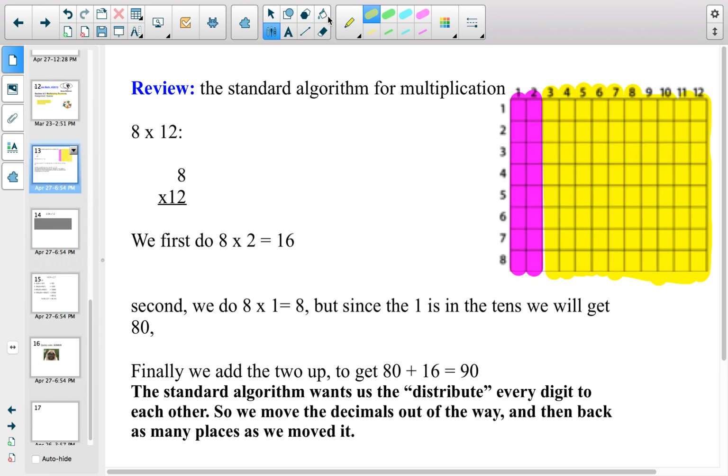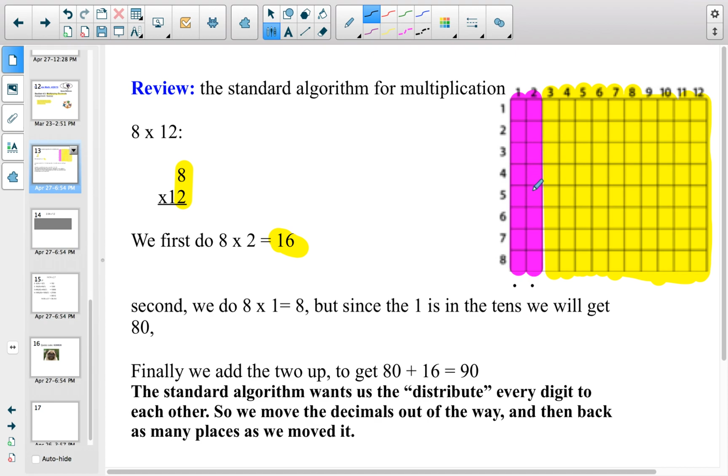So we're just going to review the standard algorithm for multiplication. Let's say we have 8 times 12. You don't know what 8 times 12 is off the top of your head, so you break it down: we do 8 times 2, which gives you 16. Right here I have 8 times 2, and we see how this big square is all of 8 times 12. Now in the pink, I have 8 times 2.